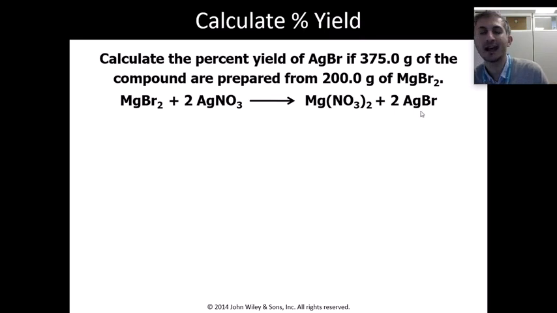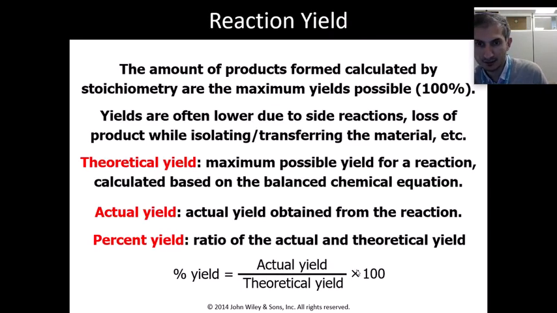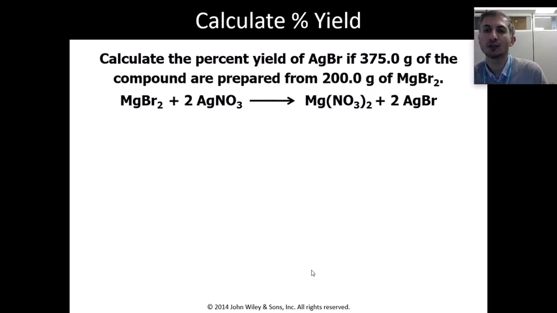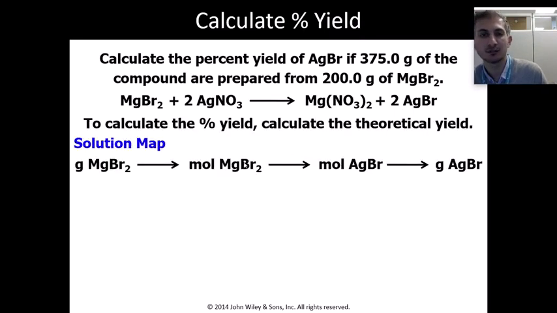So right now I have the actual yield. To calculate the percent yield, I need to calculate the theoretical yield. How do we calculate the theoretical yield? Mass calculation. If we have 200 grams of magnesium bromide, we are going to predict how many grams of AgBr can be produced. So, mass calculation.